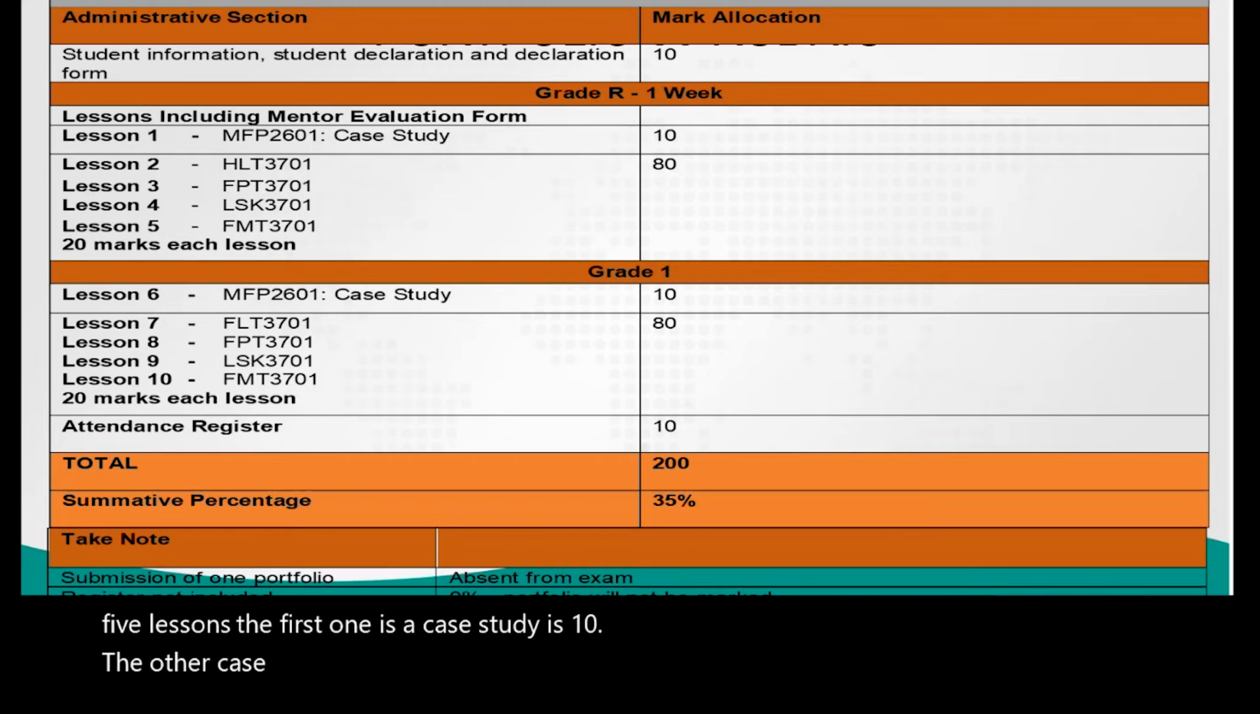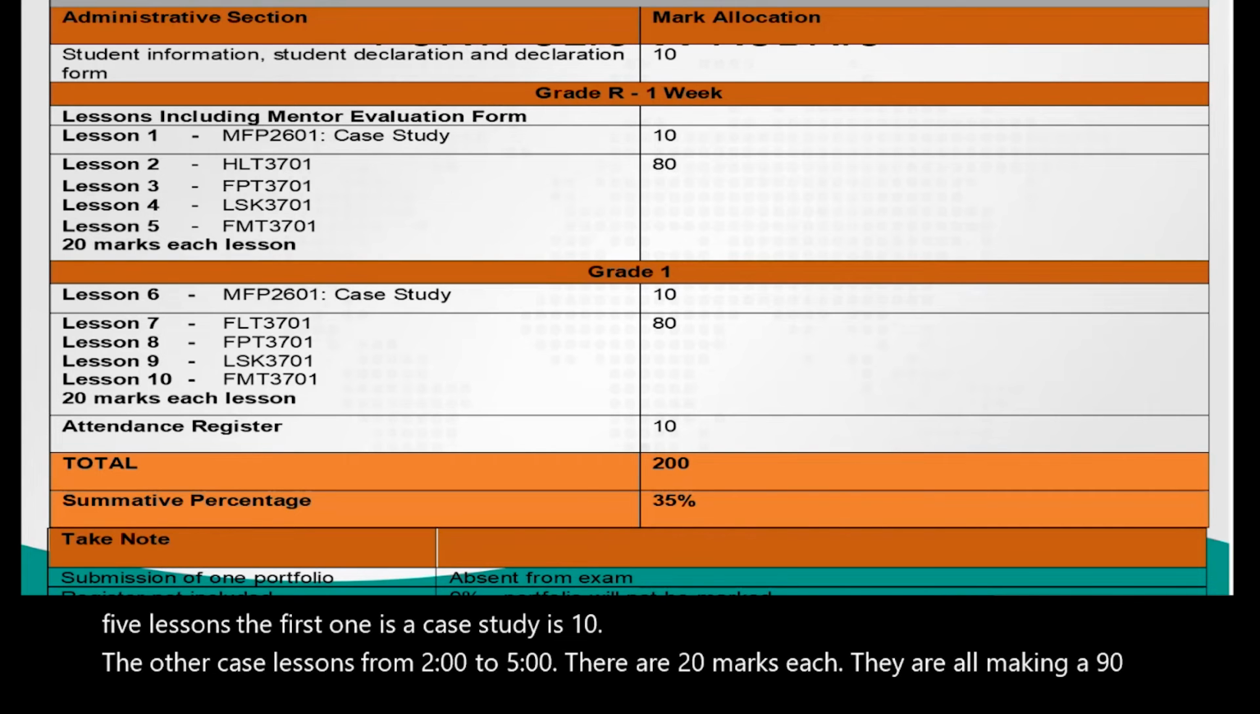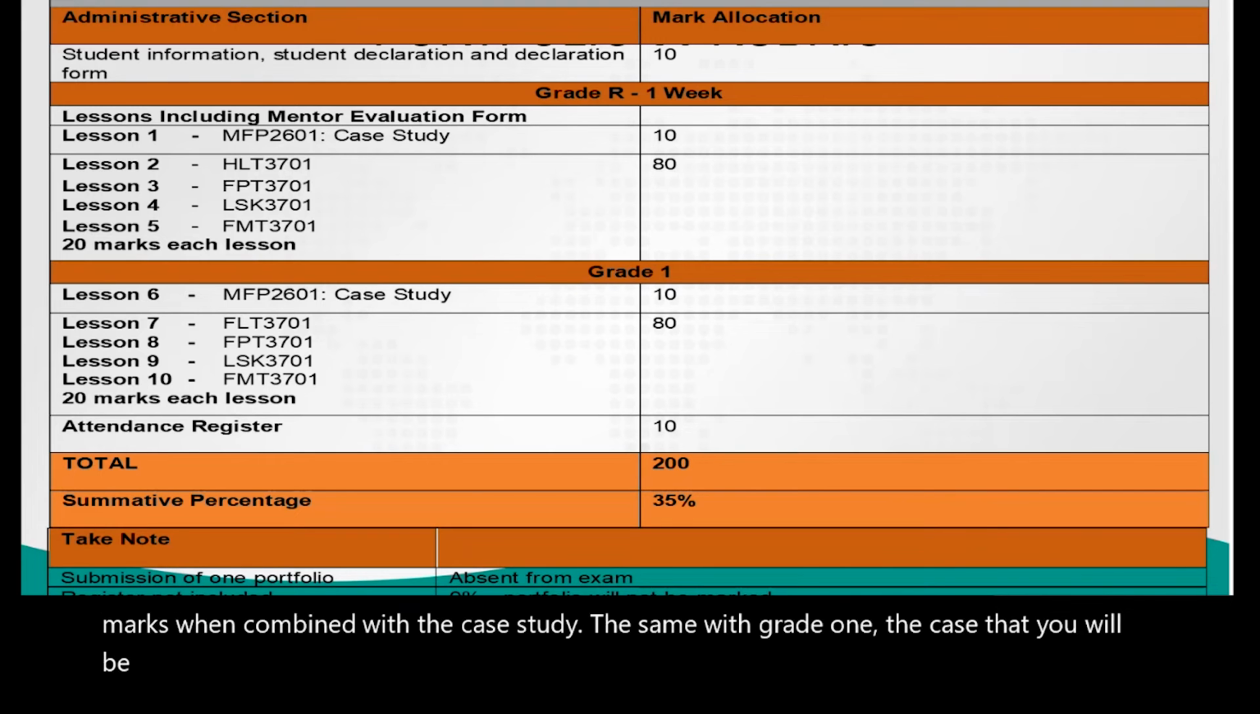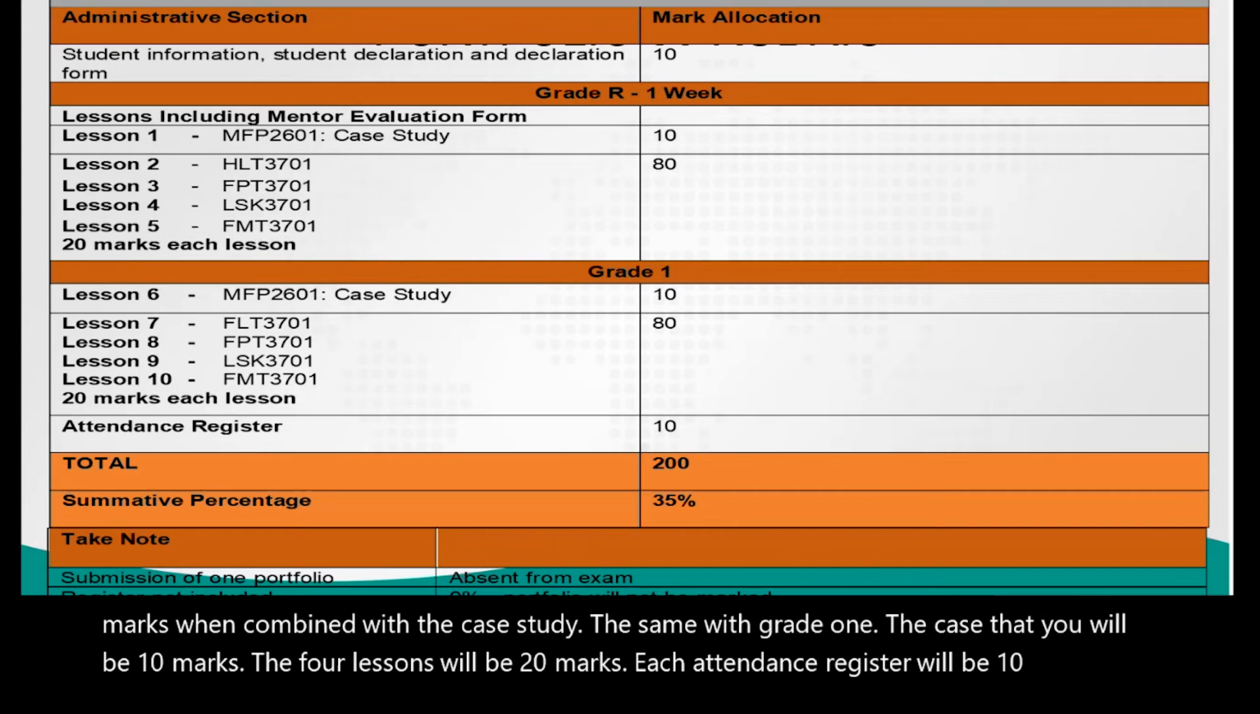The other case lessons, from 2 to 5, are 20 marks each. They are all making 90 marks when combined with the case study. The same with grade 1. The case study will be 10 marks. The 4 lessons will be 20 marks each. Attendance register will be 10 marks.